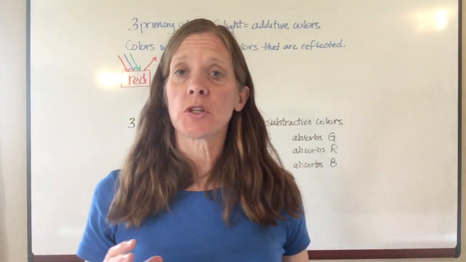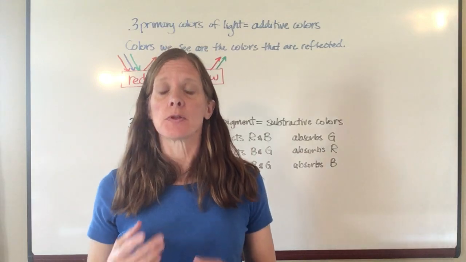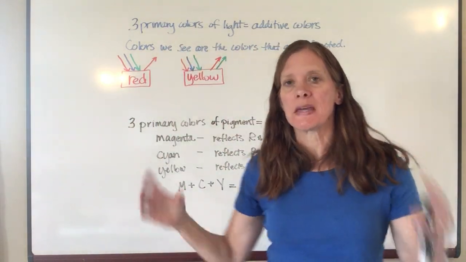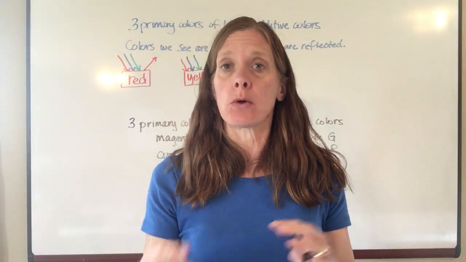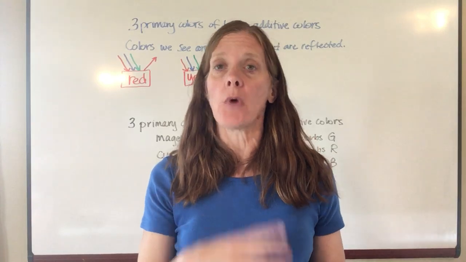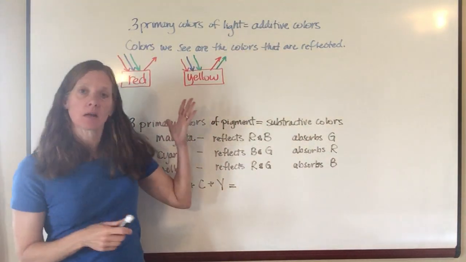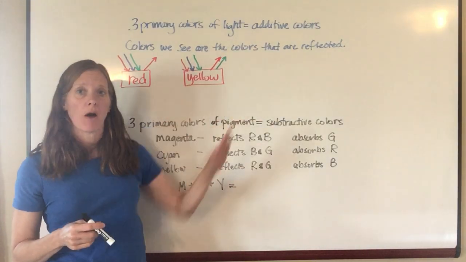Well, the last time we were together, we talked about the three primary colors of light. And colors of light are called additive colors because we add those colors together and we are able then to make white light, which is a combination of all of the colors of light. Now, what we see, the colors that we see, are the colors that are actually reflected off of an object.